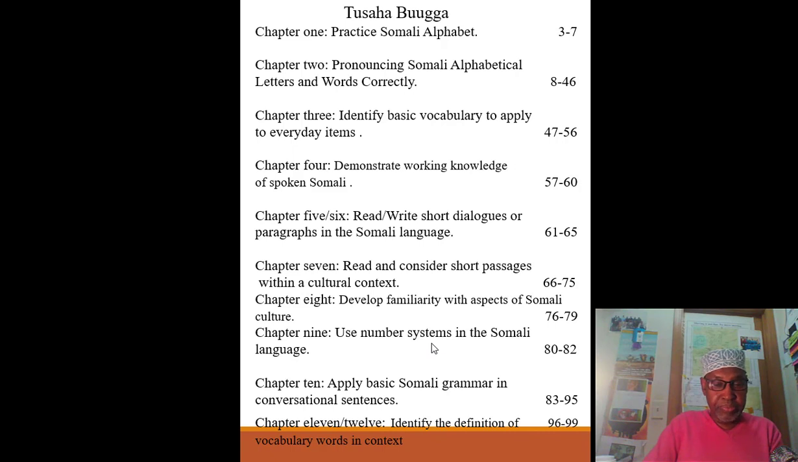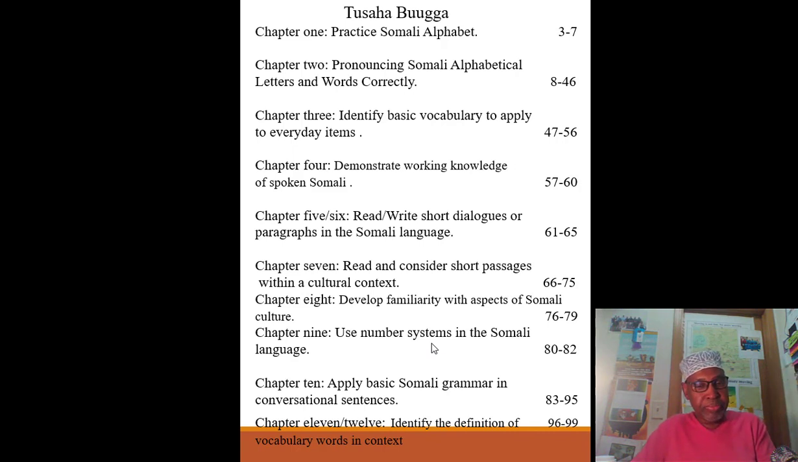Chapters 11 and 12 are the basis for vocabulary words in Somali literature, like idioms or figuratives, as well as personification and so on. So the last chapters, 11 and 12, are based on Somali literature. So as you see, this book is a combination from the starting level up to the highest level of literature.